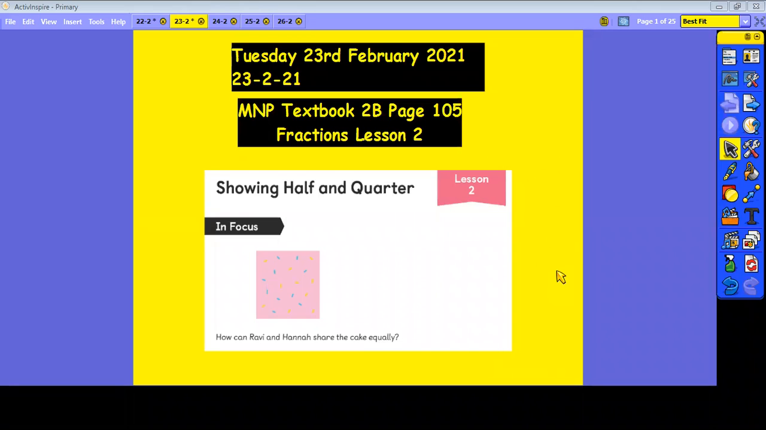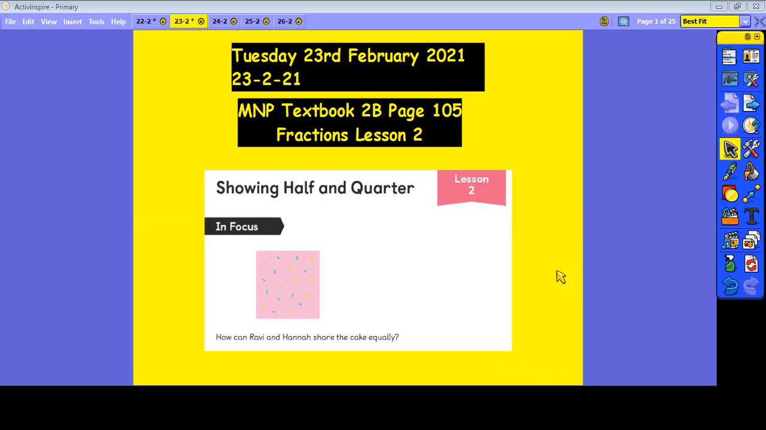Today is Tuesday, the 23rd of February 2021, and we are moving on to our second lesson on fractions. You can find that in your Maths No Problem textbook 2B, page 105. So it's fractions lesson 2, and today we are learning how to show half and a quarter.